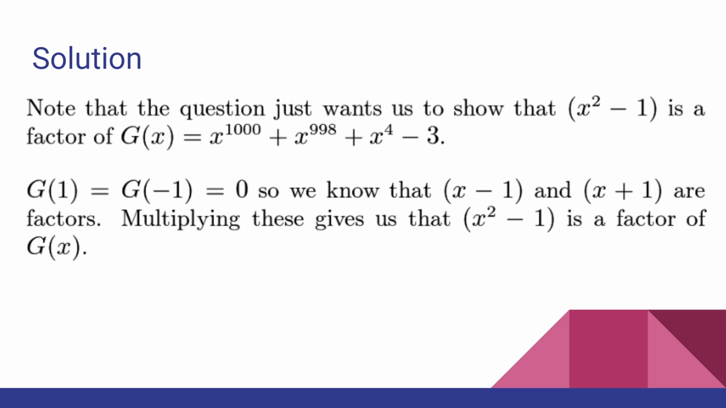Because for any polynomial, like x minus 3 times x minus 4, we can represent it by its roots as I just did. So by using this and multiplying them together to get x squared minus 1, we get that x squared minus 1 is a factor of g of x.